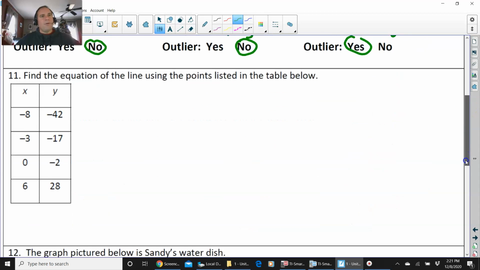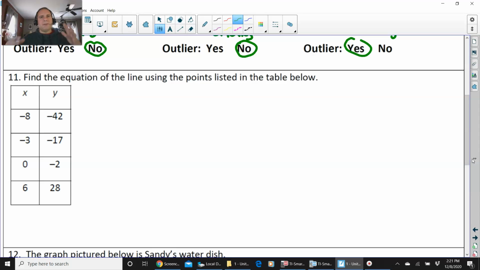Number 11, I know people are going to have trouble with this one, but don't have any trouble, right? Just listen to what I'm saying. It says find the equation of this line using the points listed in the table. Equation. What's the equation of any line? Y equals mx plus b.